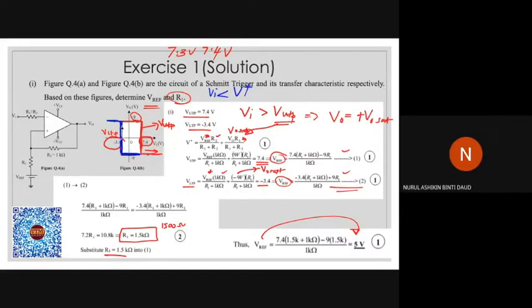Means that when the V input is at the minus side, at the minus value here, the output will be around minus 9, which is minus VO saturation value. And then once the input value is 3.4, what is going to happen? The output value will quickly go to the positive side of the saturation voltage value, which is plus 9.